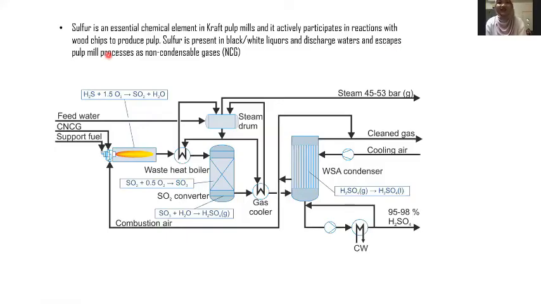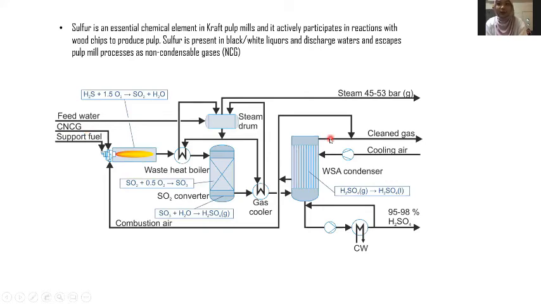So as we can see in the slide before, there is a liquor needed after the chip stage. Sulfur is an essential chemical element in kraft pulp mills, and it actively participates in reaction with wood chips to produce pulp. Sulfur is present in black and white liquors and discharge water and escapes pulp mill processes as non-condensable gases, or NCG. The diagram below shows the NCG.